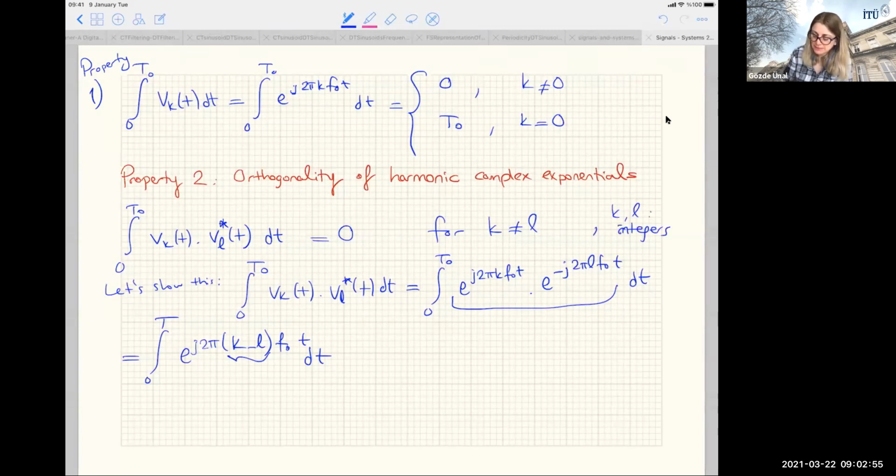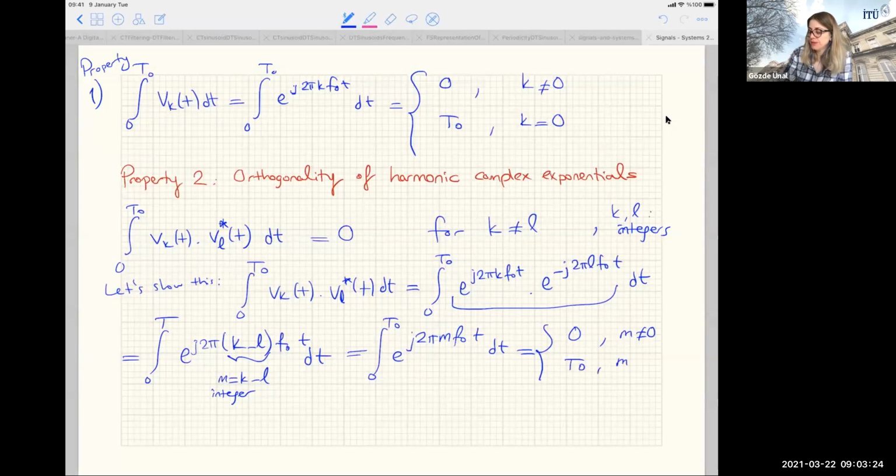So this k minus L is also an integer, right? Integer. We just learned from property 1, guys. e to the j 2 pi m f0 t, where m is an integer. What is this integral? Look at the top part of the slide. This is 0 for m not equal to 0, and it's T0 for m equals 0.